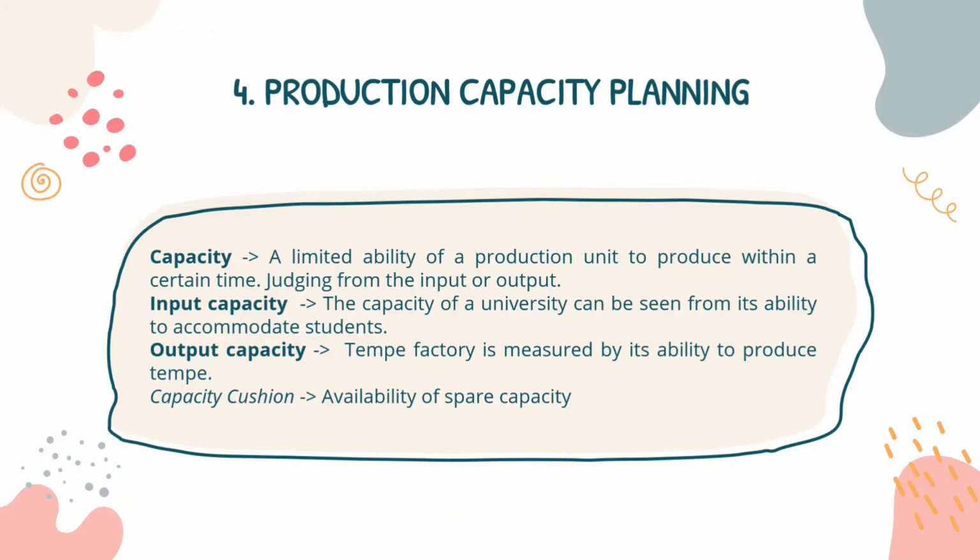After you have chosen your technology, then you can go with your production capacity. First things first, what is capacity? Capacity is the limited ability of a production unit to produce within a certain time. So it can be judged from the input or the output. When judging from the input, for example at a university, the capacity of a university can be seen from its ability to accommodate students.